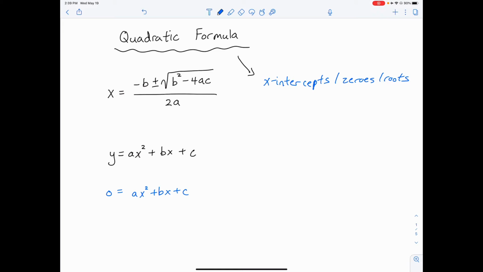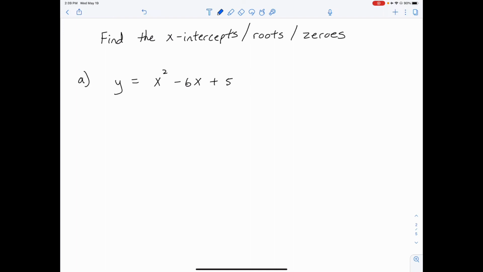So now we are going to take a look at a couple of examples on how we use the quadratic formula. So again, the quadratic formula is used to find our x-intercepts, roots, or zeros. So let's say we're given this function here, where y is equal to x squared minus 6x plus 5. Now normally, if you want to find the x-intercepts, you can simply let the y equal 0, and then we can take a look at this function one more time and see that we can probably factor it. So we're going to do this in both methods. We're going to factor first and solve, and then we're going to use the quadratic formula to see how we would run through it and get the same answers.